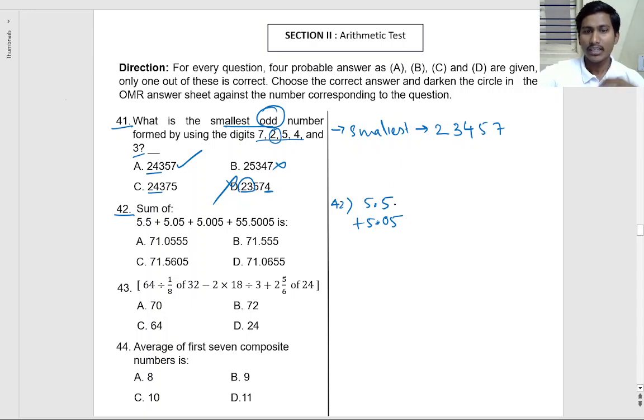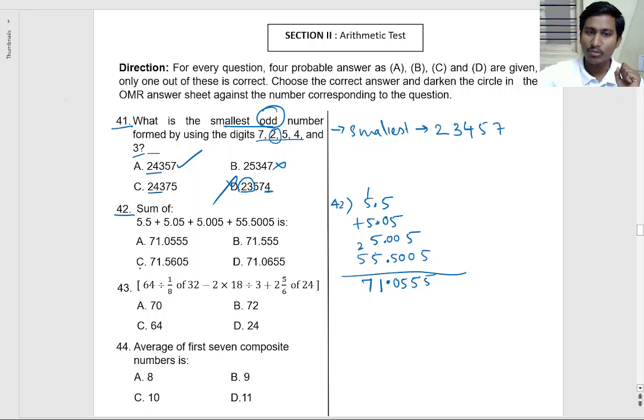So 5.05, after that 5.005, and then 55 point how much, 5005. So if you add it here, nothing means 5 will be there, here 0 plus 5 is 5, next is 5 here, and here 5 plus 5 is 10, carry 1 here, point as it is, and then 5 4s are 20, 20 plus 1 is 21, carry 2, so 5 plus 2 is 7, so 71.0555 will be the answer. That is option A.